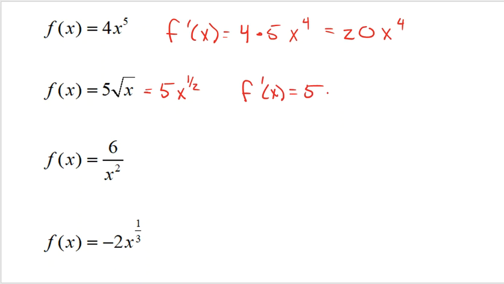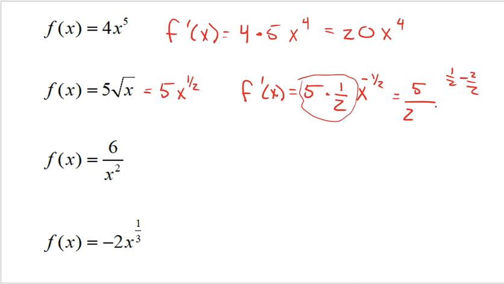The 5 just stays there. The 1/2 falls down. x to the 1/2 minus 2/2, subtract 1, is negative 1/2. All right, so now I do want to clean this up because I do not like negative exponents. So what's 5 times 1/2? Again, that's just a constant I can multiply. Well, that's just 5/2. And then the negative exponent that I don't like is going to move to the bottom where it can have a positive exponent. There is my answer: 5 divided by 2x to the 1/2. Really, really cool. All right, let's try this next one.